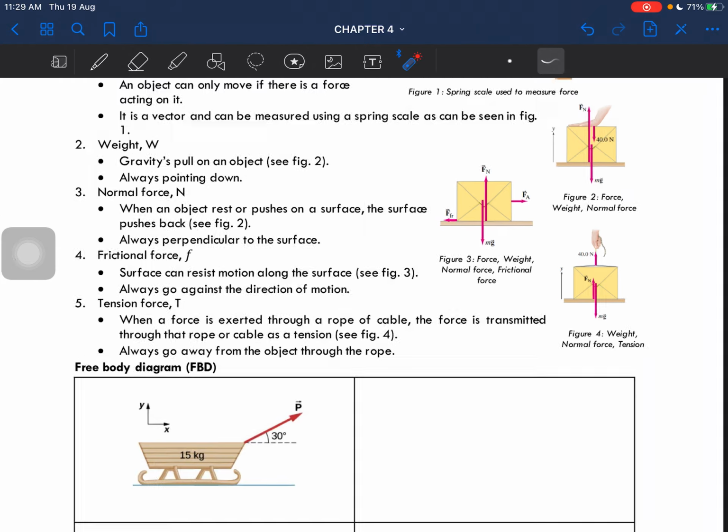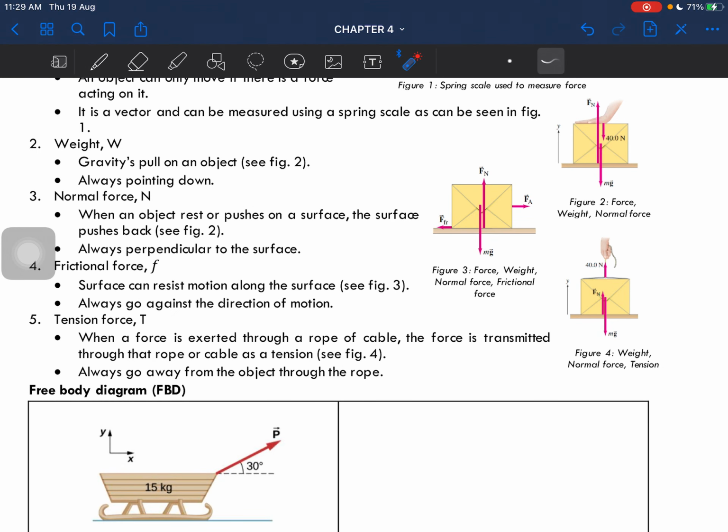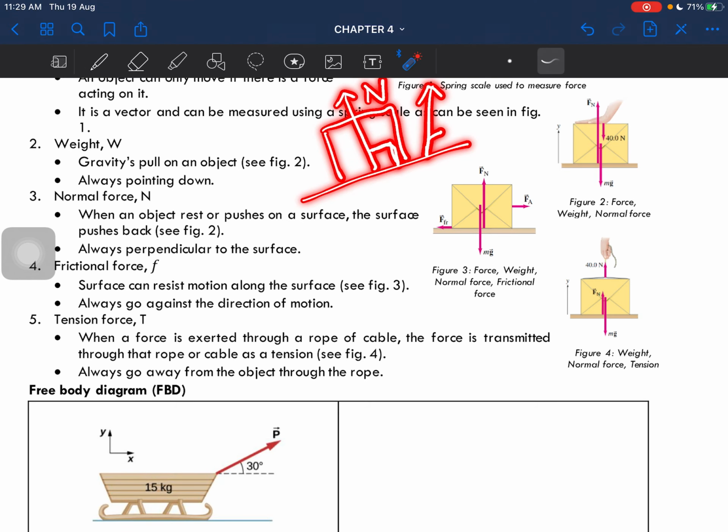And then we have normal force. Normal force is the one that shows that the surface pushes back. How do we draw that? It is always 90 degrees to the surface. The arrow is out from the surface and 90 degrees to the surface. So if there is an inclined plane like this, the normal force is still 90 degrees. It's not like this. No, this is not 90 degrees.